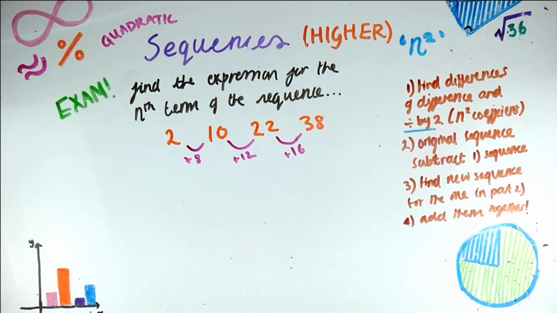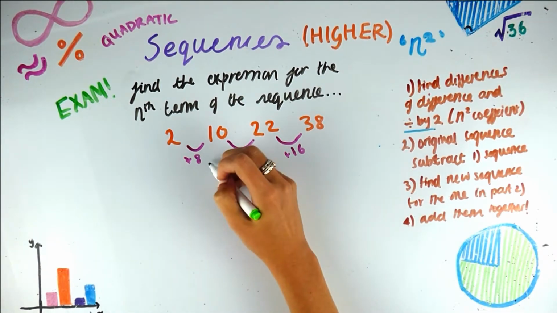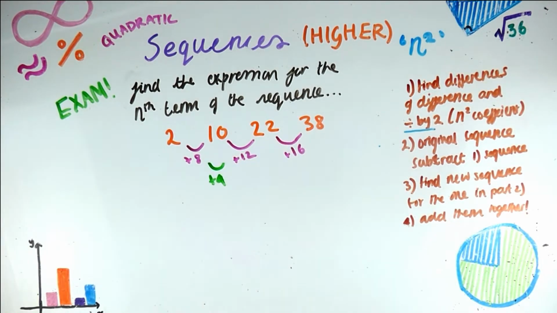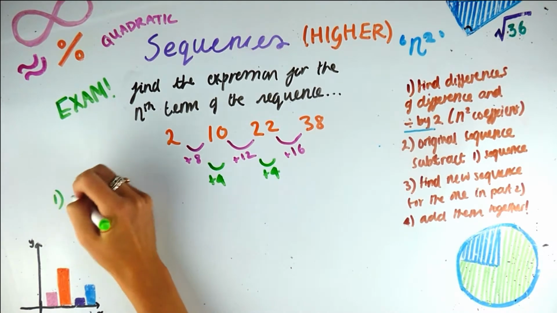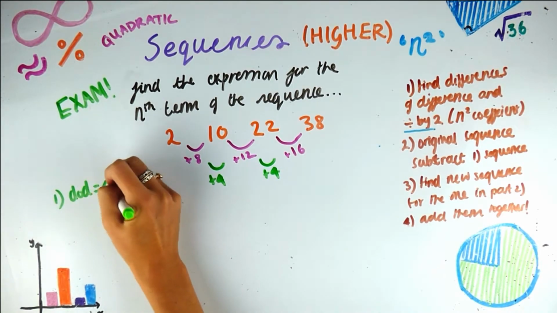So the step one is find that, we can realise that's now not a linear situation because the differences are different. So what about the differences of the differences? So to get from 8 to 12, we add 4. And 12 to 16, we add 4. So the difference of the differences, so part 1, DOD, is 4.